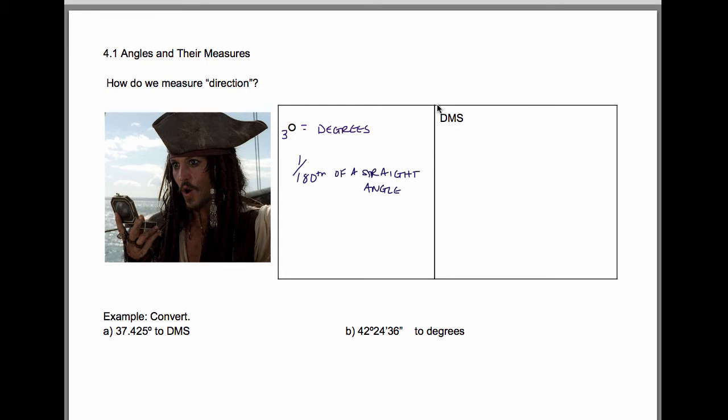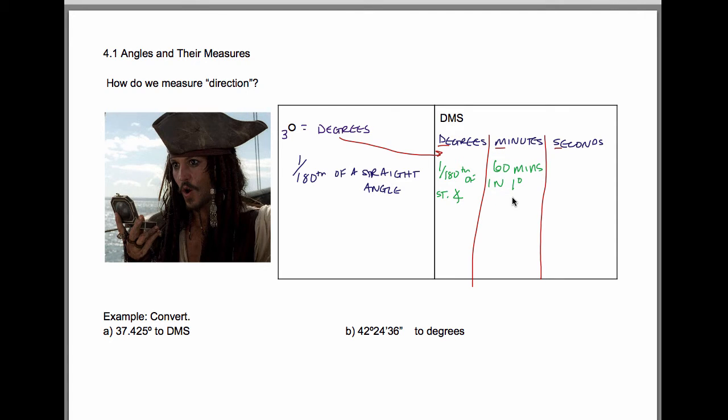When we look over here, this ties together very nicely with DMS, which stands for degrees, minutes, seconds. That's where the DMS comes from. The degree is the same, so degrees is still 1/180th, but minutes we need to talk about a little bit. I'm going to divide this into 3 columns. The degrees, that's the 1/180th of a straight angle, and that's my symbol for angle. Minutes, because we don't always have a whole degree, there are 60 minutes in 1 degree.